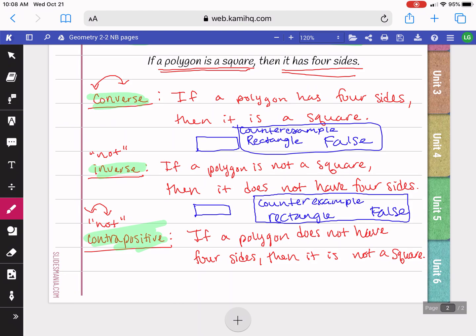So we had to choose an example that was not a square, and then we wanted to check, okay, it's not a square, does it not have 4 sides? Since this one did have 4 sides, that makes this statement false.